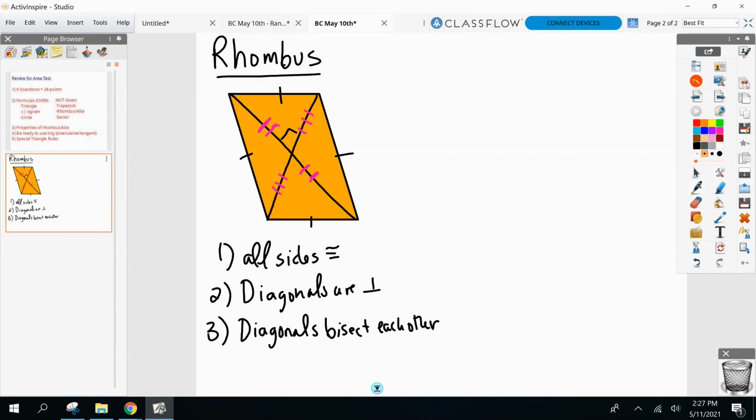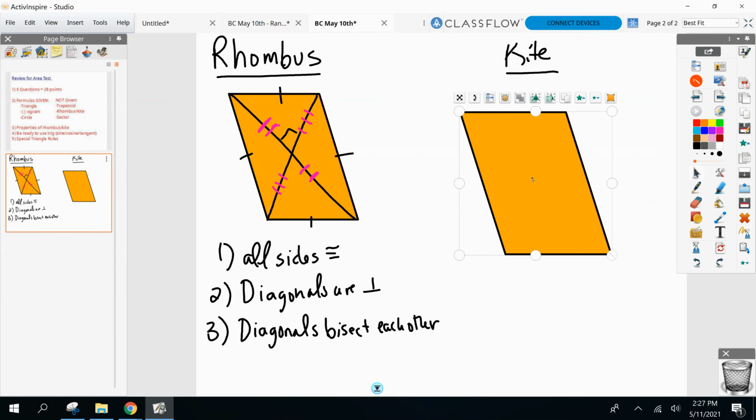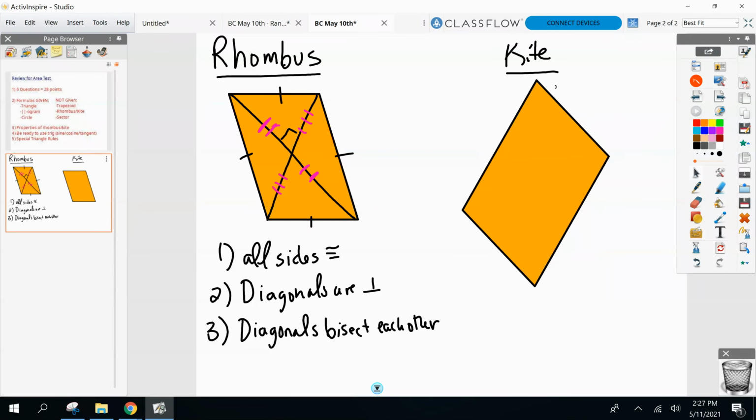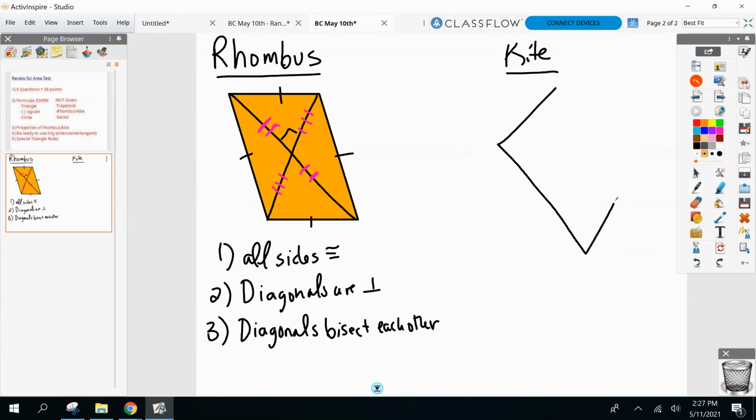All right, and then kite. I don't have a kite up here, but why don't we flip this a little bit? How about that? That's not going to work. All right, I'm just going to have to go old school. Okay, with the kite, adjacent sides congruent. All right, 2 properties that'll help you with the kite. Diagonals are perpendicular. And longer diagonal bisects the shorter.